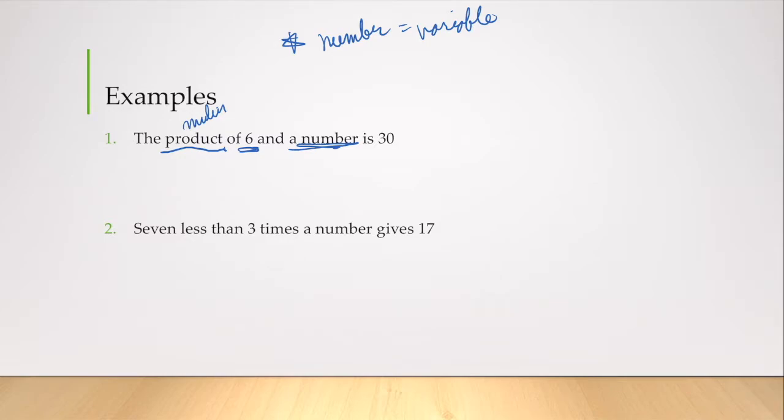So if I have the product of 6 and a number is, that's going to be equals 30. So 6 times x is 30. The product of 6 and a number is 30.